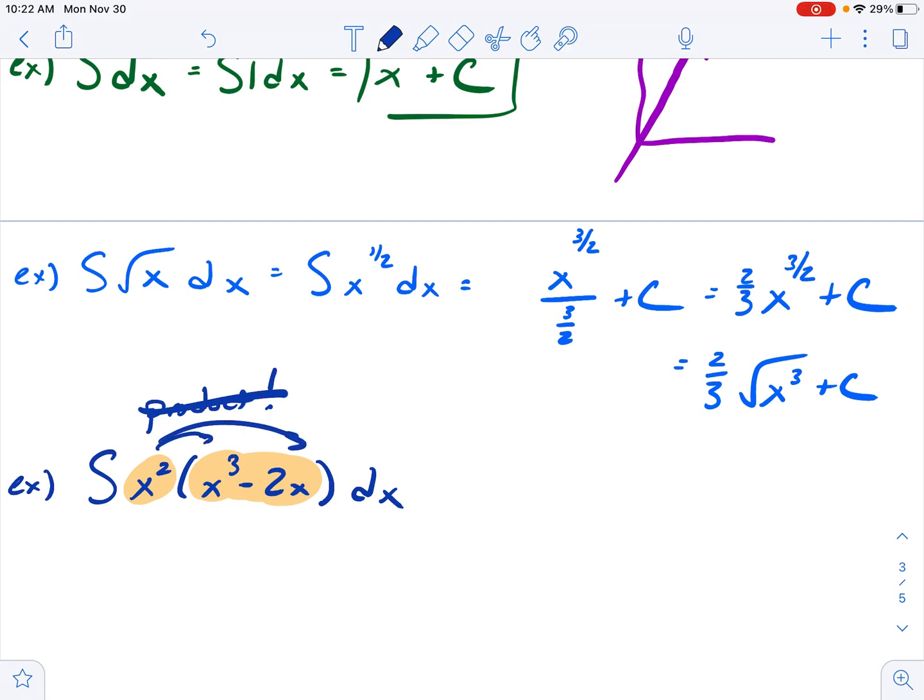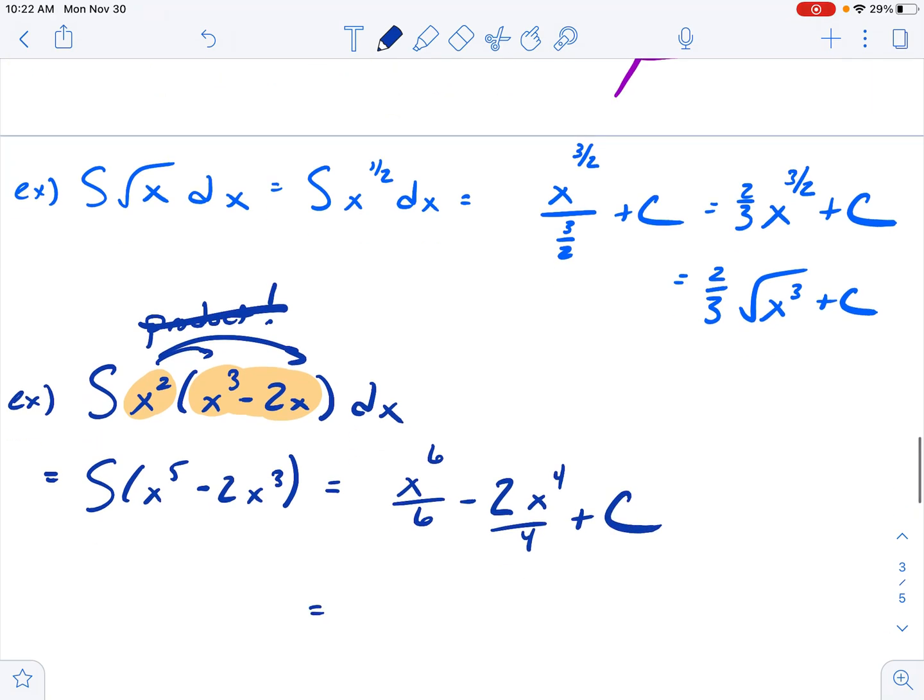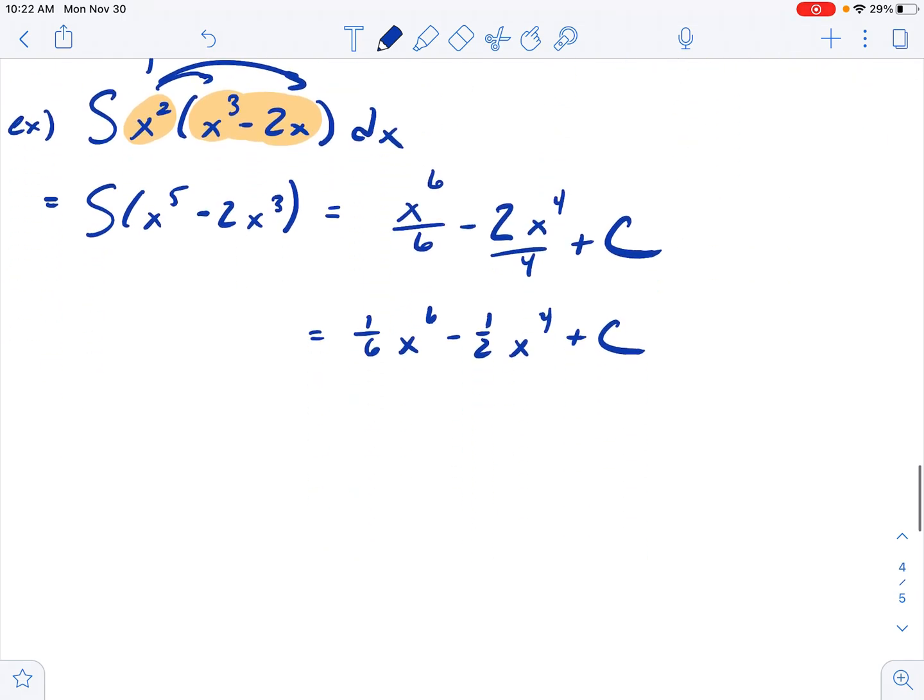We want to avoid the product, so we're going to distribute here before we begin. Now we can go ahead and integrate. So x to the 5th, I'm going to go x to the 6th divided by 6 minus, I'm going to keep the 2. X cubed will become x to the 4th over 4. And again, if we want to clean it up a little bit, 1/6 x to the 6th minus 1/2 x to the 4th plus c. So if there's a product, distribute that through to begin.